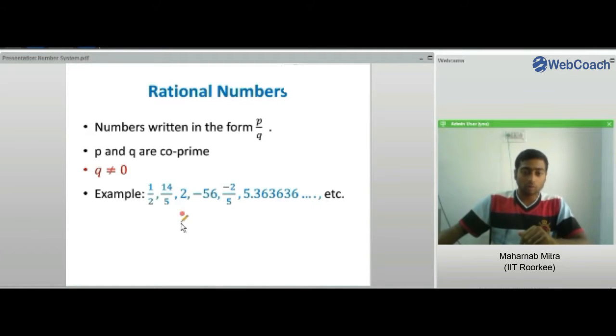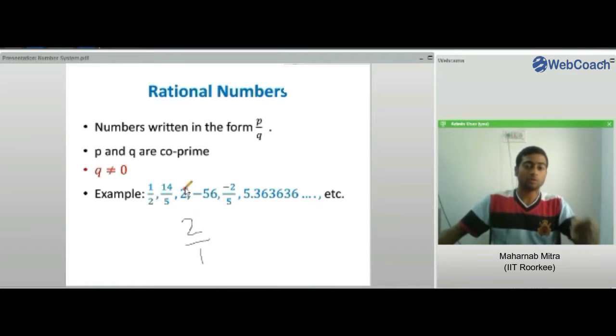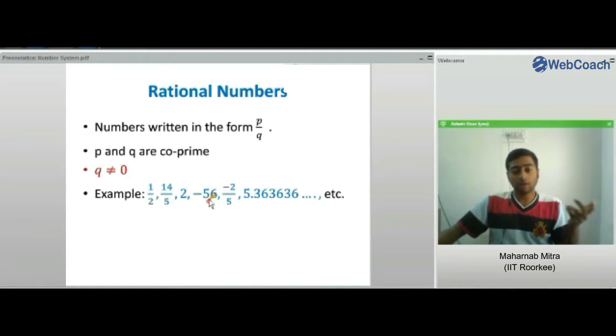rational numbers. Why? Because for 2 we can write 2 in the fraction form as 2 divided by 1, right? So this is in the form p by q, where q is not equal to 0, which is here equal to 1, so we can call 2 a rational number, right? Now for minus 56, like for any negative number, it is the same thing. We can represent minus 56 as minus 56 divided by 1, right? That means this number is in the form p by q, and thus it can also be called a rational number.